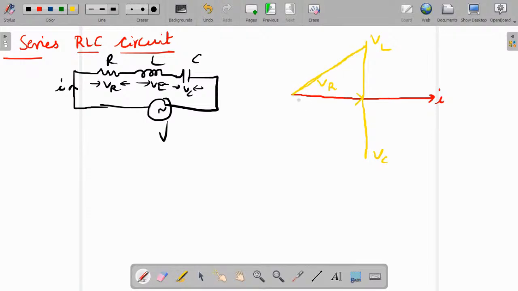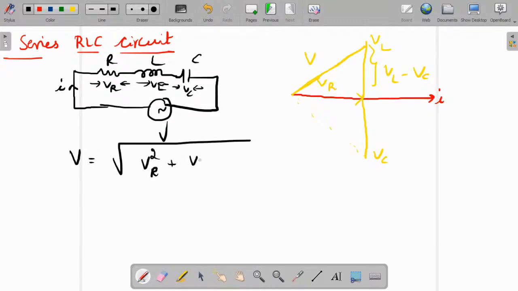Here also you can take the reference, or you can use VC also. The resultant here will be VL minus VC. So the total V is equal to the square root of VR square plus VL minus VC the whole square. Questions have been asked based on these formulas, so note this formula down.